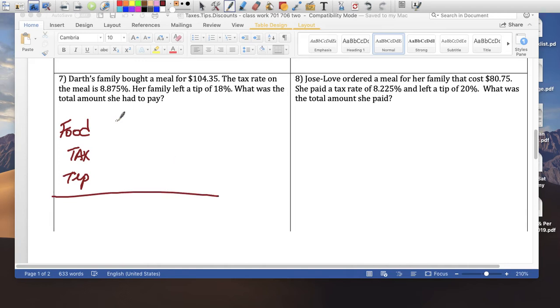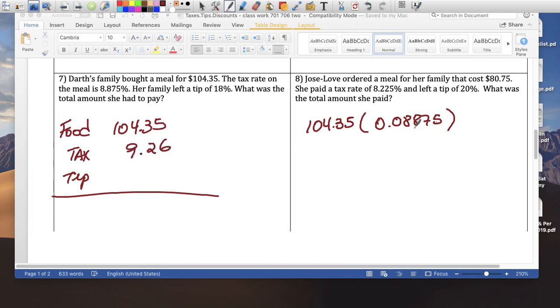So we know what our food is, 104.35. Let's figure out what the tax is. So the tax is 104.35 times 0.08875, which is the New York City tax rate. So 104.35 times 0.08875, which means this tax is going to be $9.26.